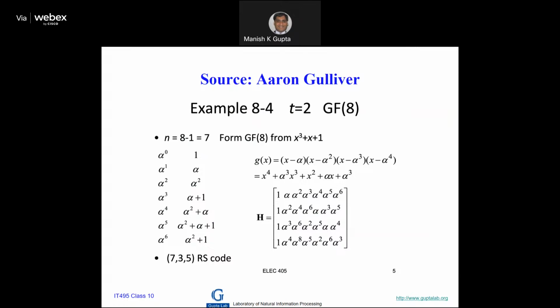So this will give you 7 as the length, q minus 1, q is 8, k is equal to 3 here. Okay, and the distance is 5. Because t is 2, right? So distance will be 2t plus 1, right? 2 into 2 plus 1. Right, that's the previous thing, right? So you can get this code.